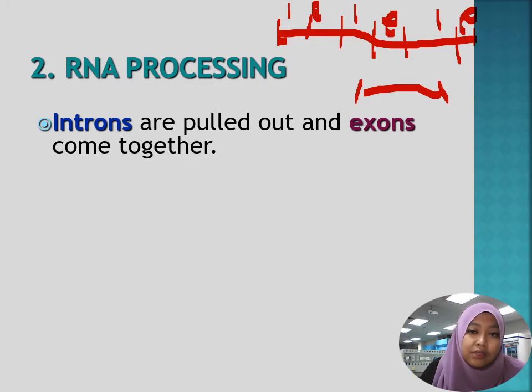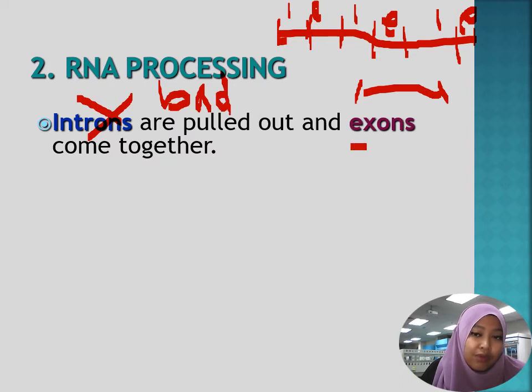Intron and exon. During the process of RNA processing, the splicing enzyme will be inserted here and the intron will be pulled out. We do not need the intron, meaning the intron is the bad one. We want the exon. The exon is the good one. So we want the exon.